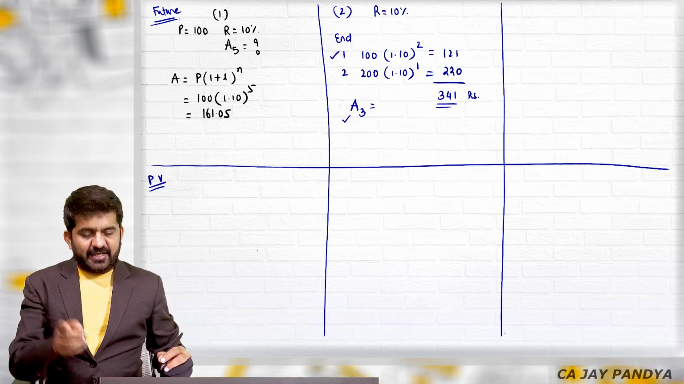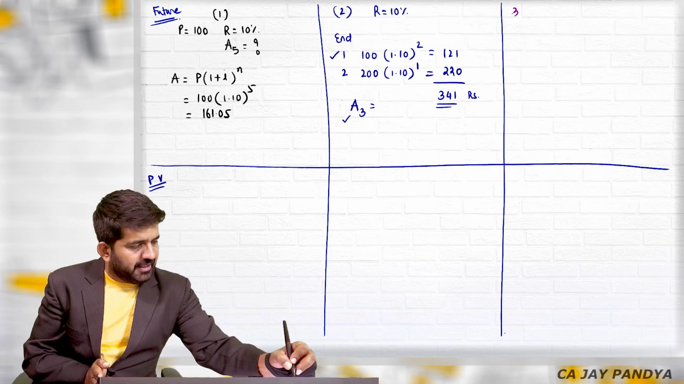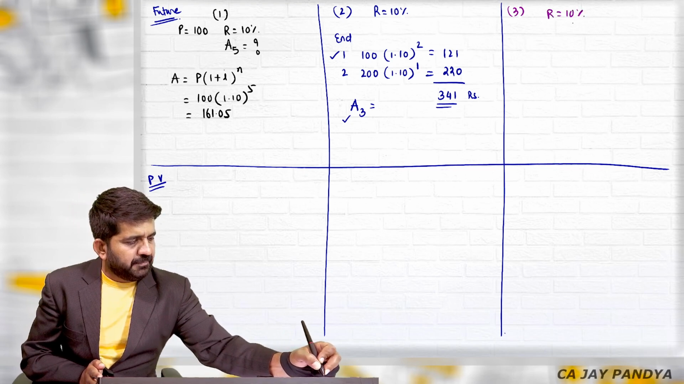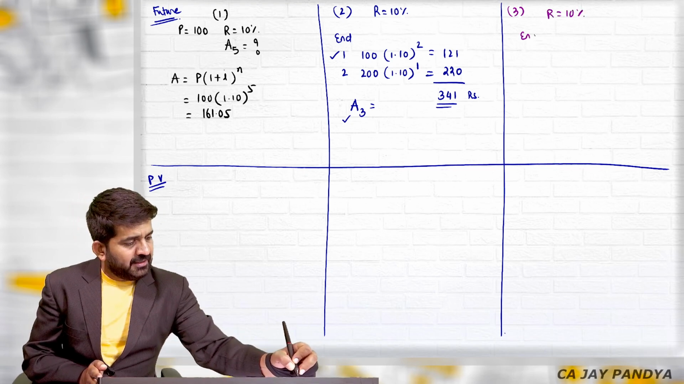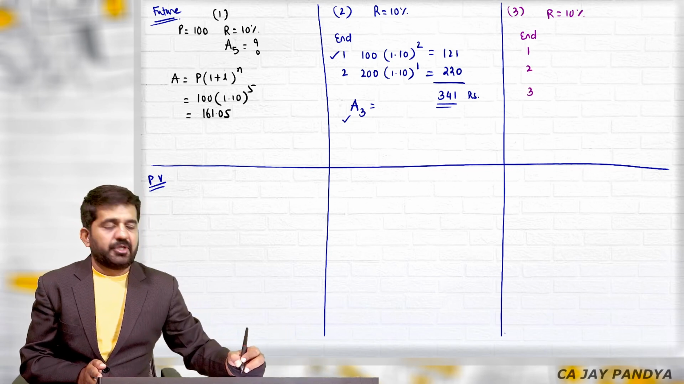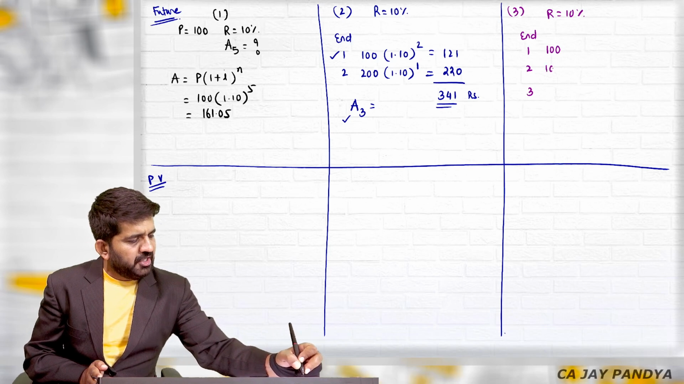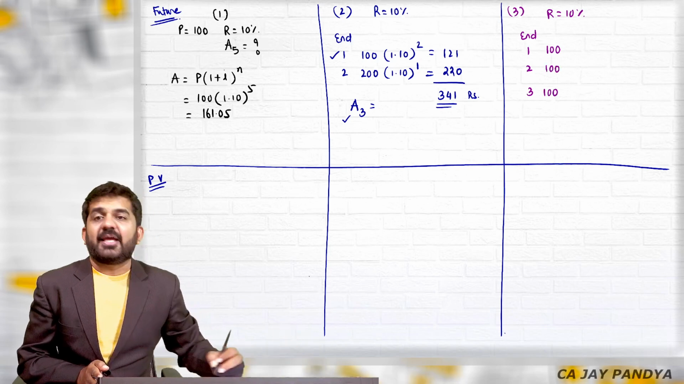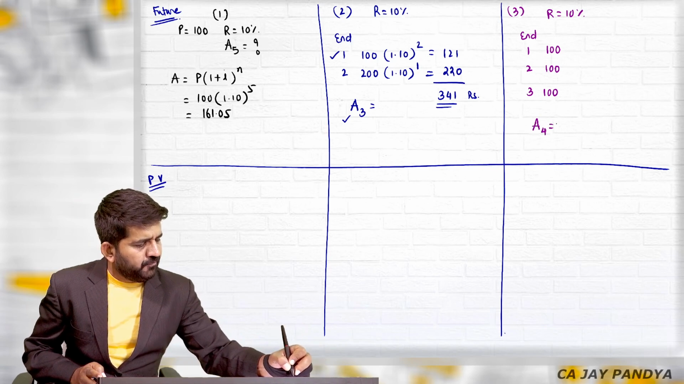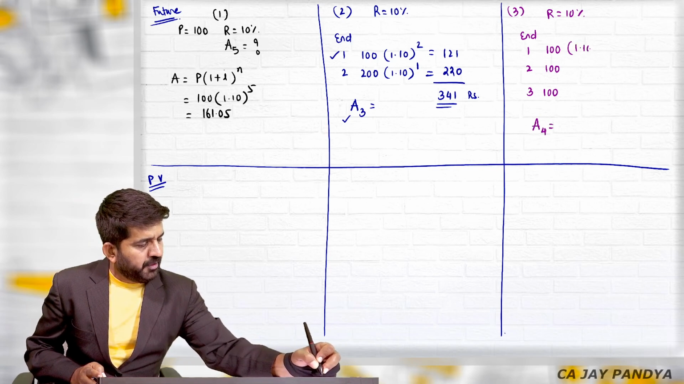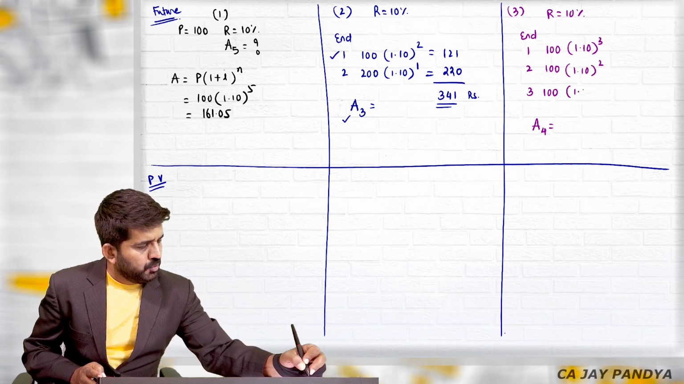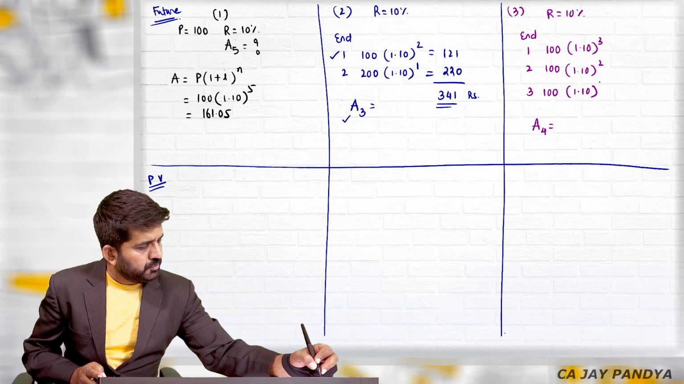These are second category of questions. Third category of questions goes like this. The rate of interest is 10% and the amount invested at the end of first, second and third year are equal. So they are termed as annuity questions. What is amount after fourth year? How to find out? 1.10 raised to 3, 1.10 raised to 2, 1.10 raised to 1.